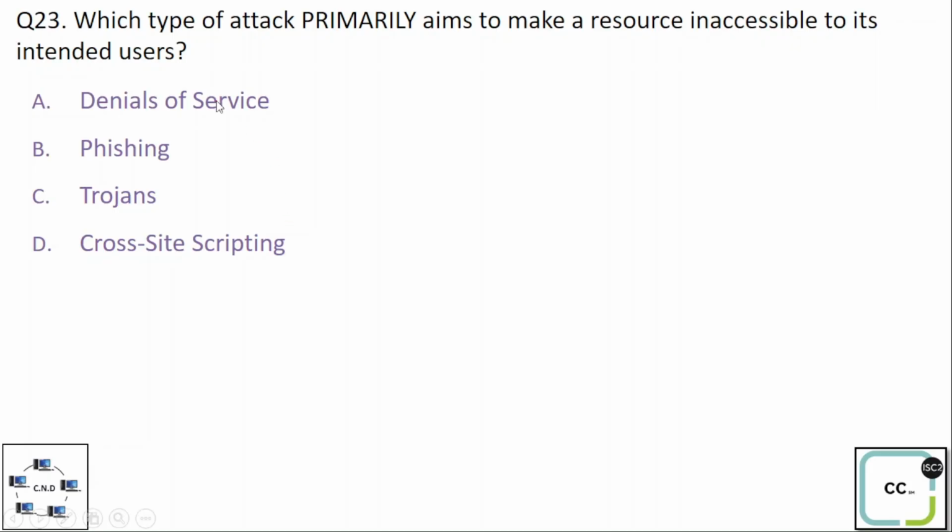Question number 23. Which type of attack primarily aims to make a resource inaccessible to its intended users? And the options are option A, denial of service, option B, phishing, option C, Trojans, and option D, cross-site scripting. And the correct option is option A, denial of service.